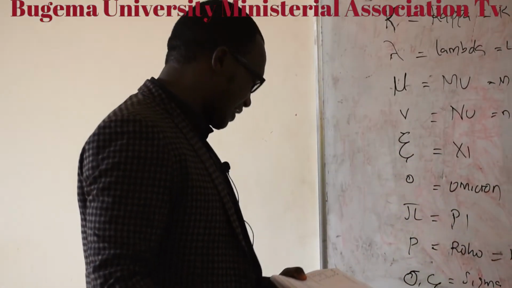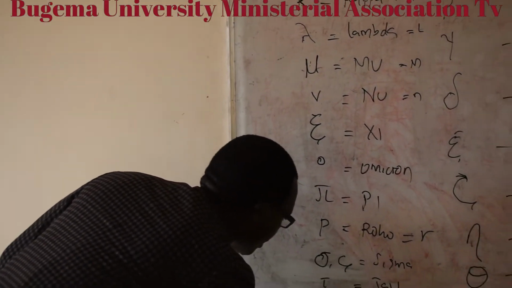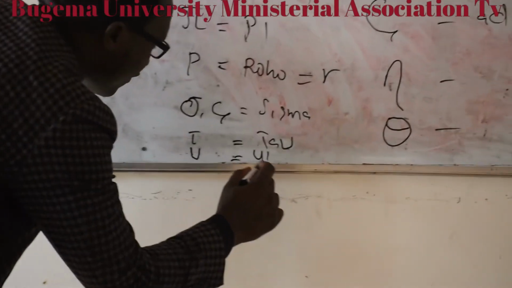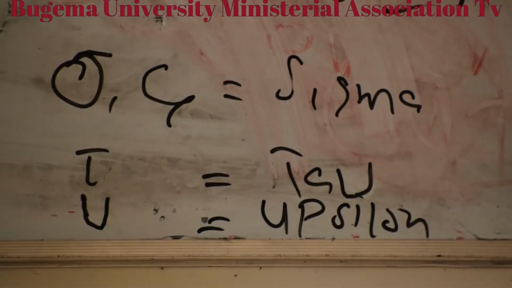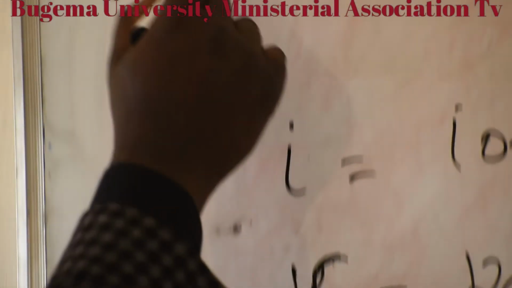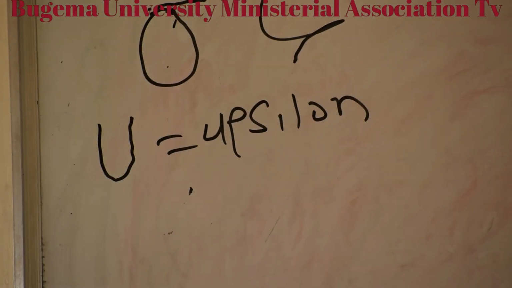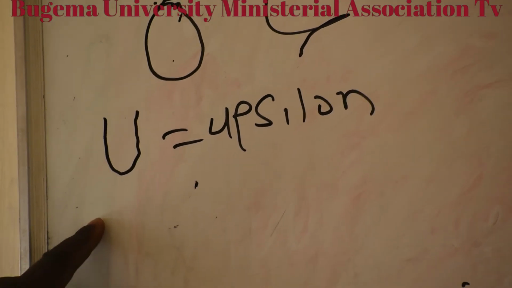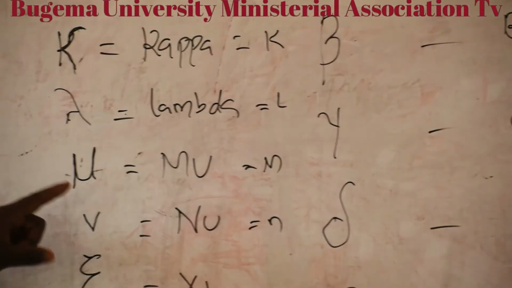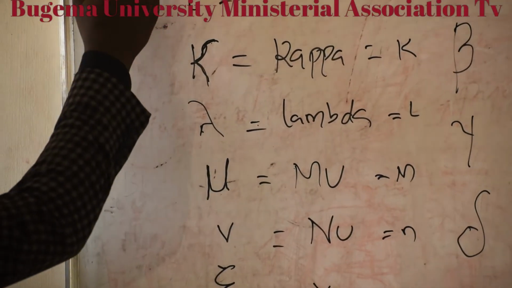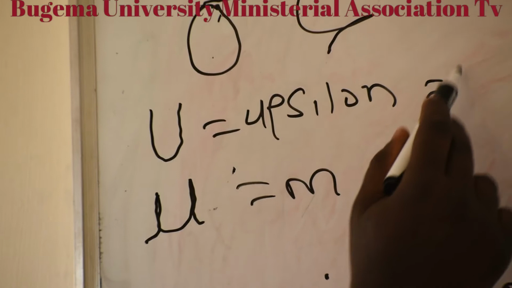We have another one known as the upsilon. Upsilon is the equivalent of the U. It's written like this. That is the equivalent of U. Don't confuse upsilon with the mu. The mu appears like upsilon, but the mu has some tails. This one is an M, this one is a U.